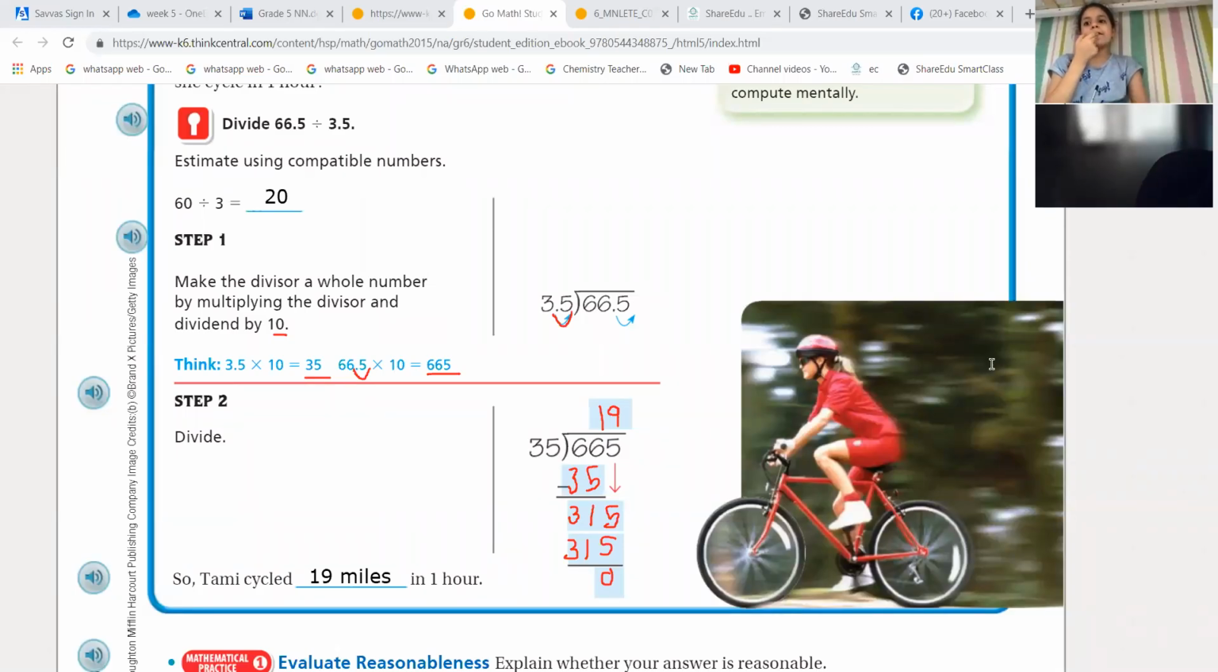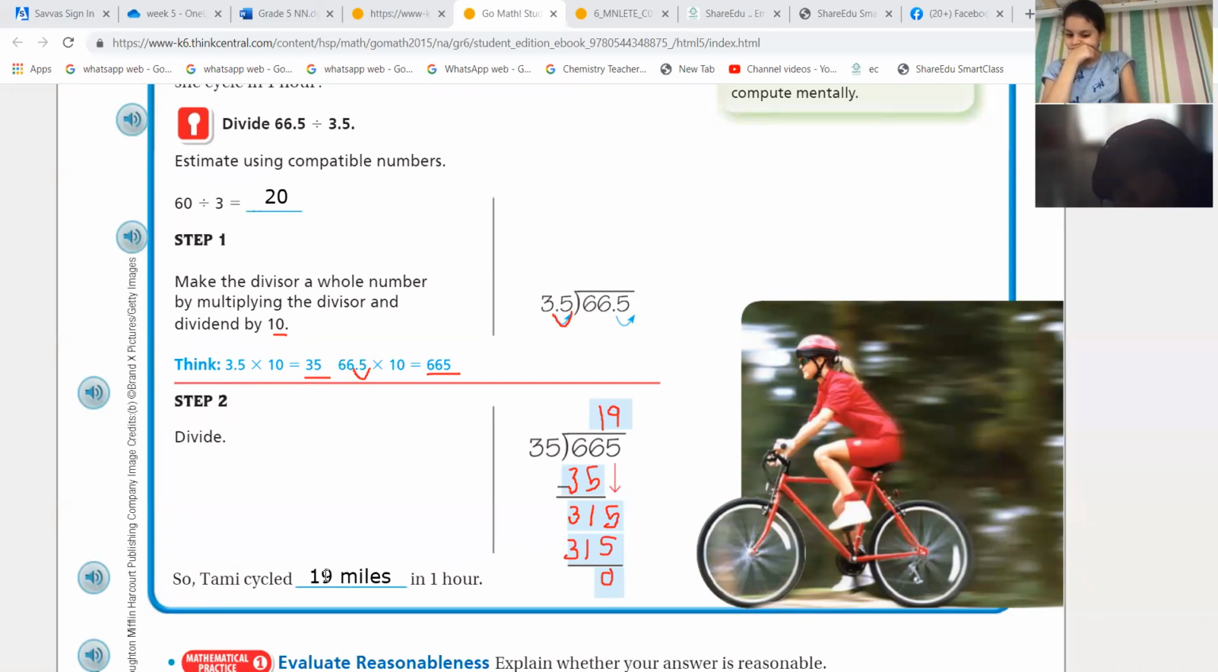So here, girls, in this question, I multiplied it with 10 to remove the decimal point from both the numerator and the denominator, or from both the numbers, the dividend and the divisor. So how to remove it? I multiplied it with 10 because there is only one number after the decimal point. So the decimal point is removed. I do my simple division and I get 19 miles in 1 hour.